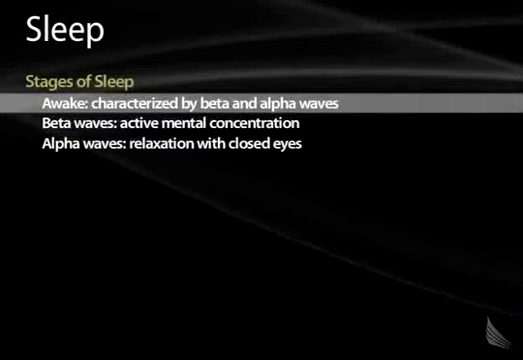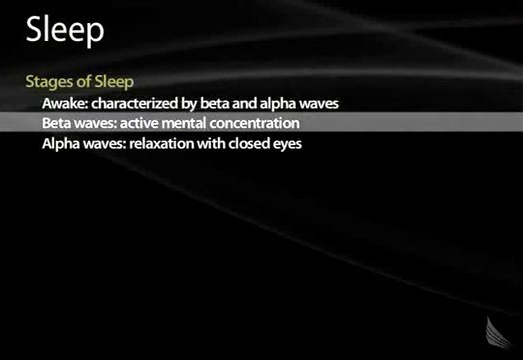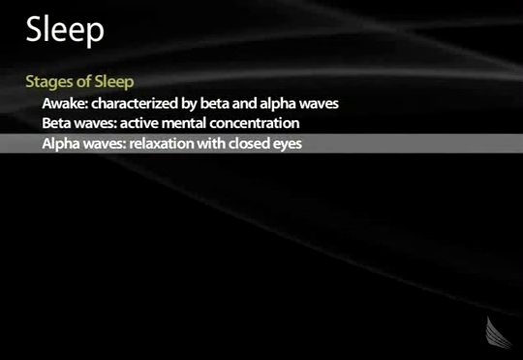So when you're awake, there are two different types of waves that are found on the EEG. You have your beta waves, which show active mental concentration, and then you have your alpha waves that show relaxation with your eyes closed. And they can ask you this question on your USMLE. They might give you a vignette of a person that's just relaxing in a chair and asking you what the predominant sleep wave will be.